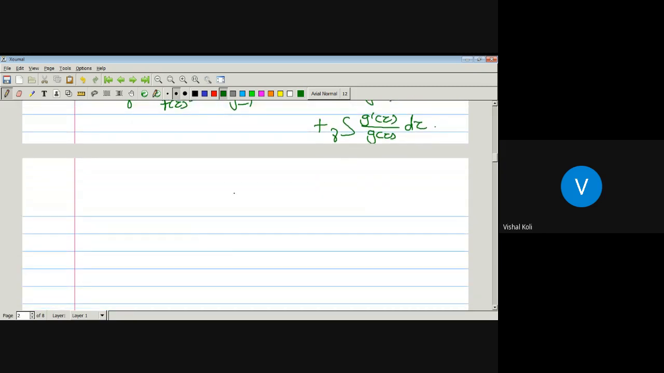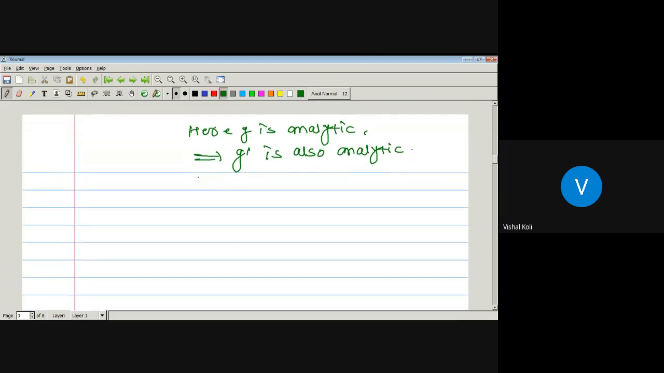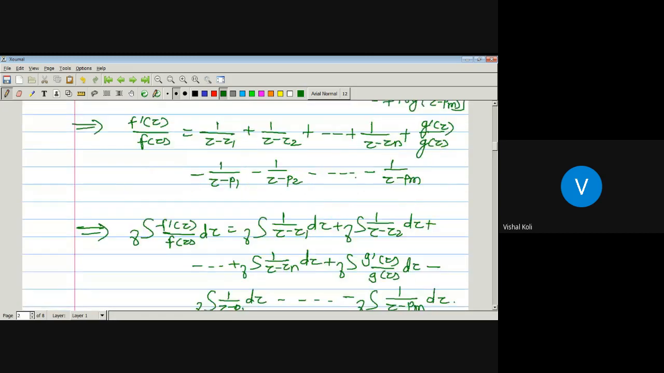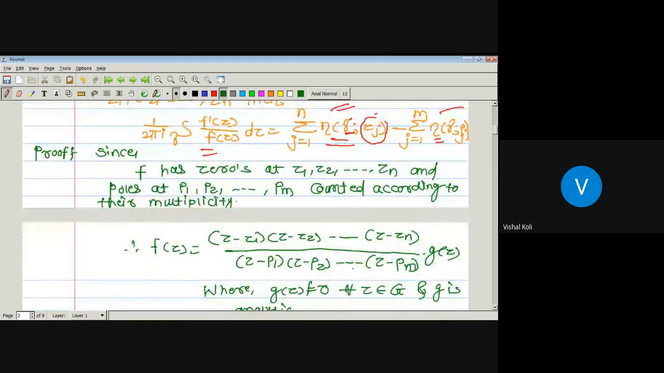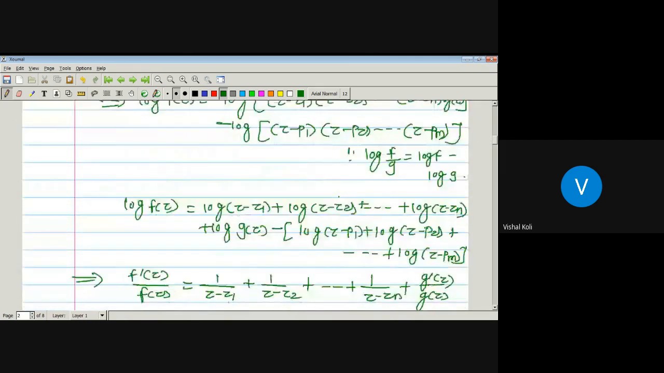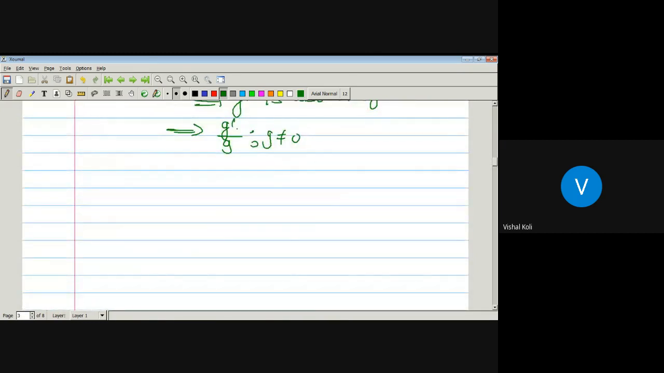Okay, now here g is an analytic function. As it is analytic, then it must be infinitely differentiable. As it is infinitely differentiable, it means g dash is also analytic. As g and g dash both are analytic, then g dash upon g is also analytic, by the algebra of analytic functions, where g is not equal to 0. Since here we have defined g as not equal to 0, that is, g of z is not equal to 0 for any z belonging to the region, it means g dash upon g is defined. Therefore, g dash upon g is also analytic.